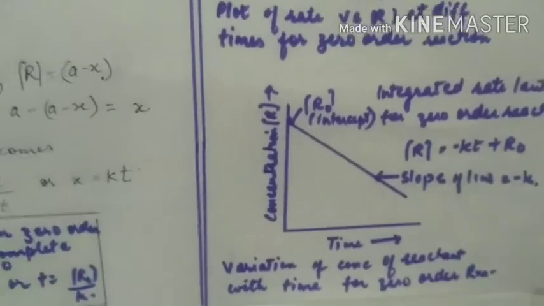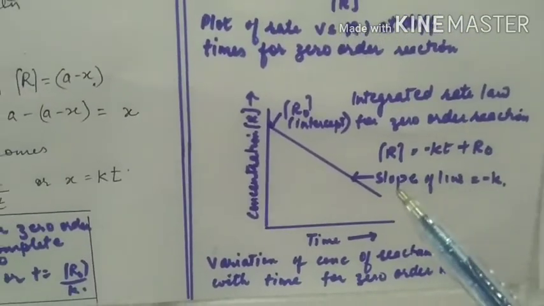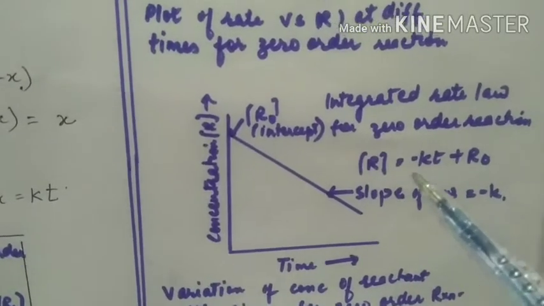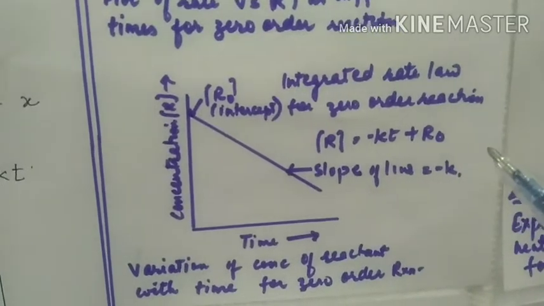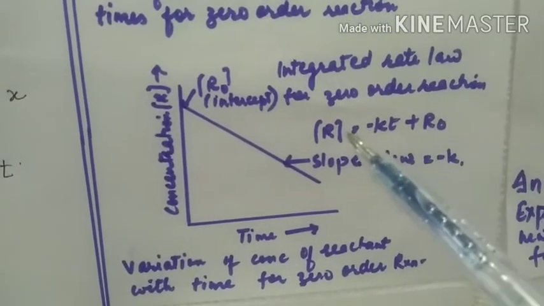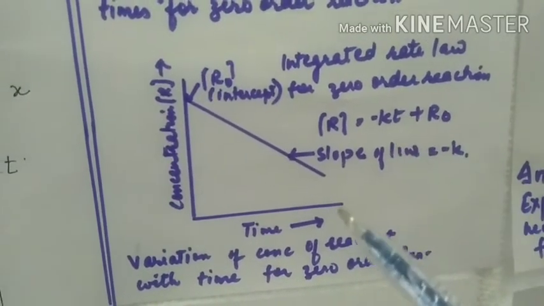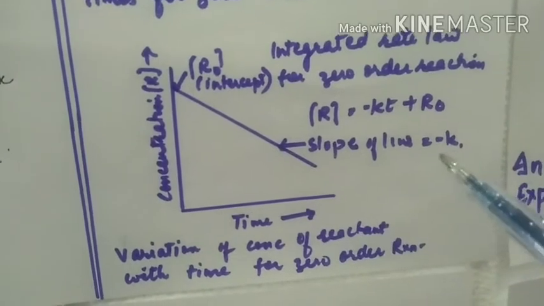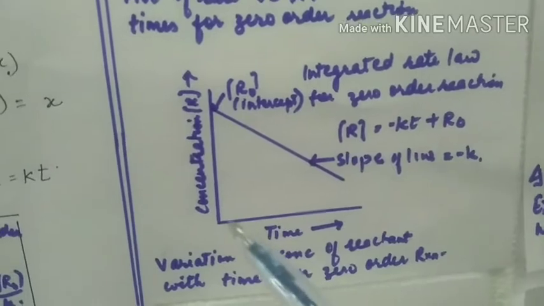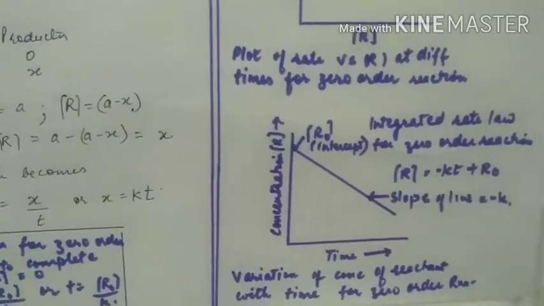Similarly, if you plot concentration versus time, the integrated rate equation will be [R] is equal to minus kt plus [R]0. This is y is equal to mx plus c. That means if you plot concentration [R] versus t, you will get the slope equal to minus k and intercept equal to [R]0. So this is the graph for concentration versus time for zero order reaction.